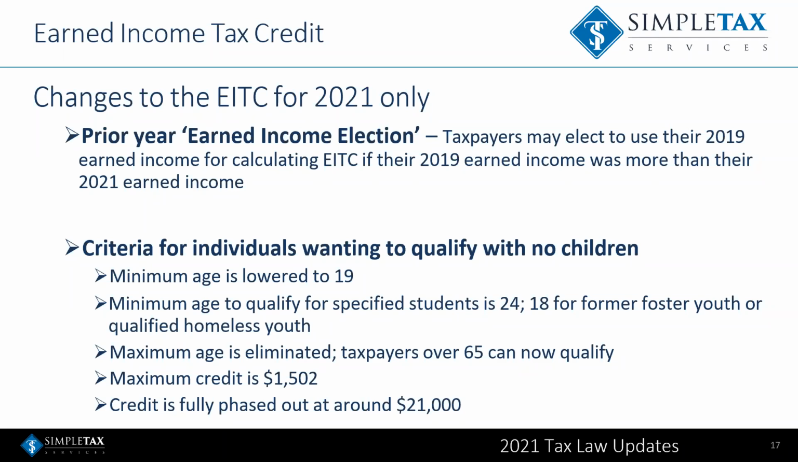Now, keep in mind that this section only applies to those people who do not have dependents or do not have any qualifying children. So going back to the previous slide, we're talking about taxpayers who have a Social Security number and their dependents did not have an ITIN. They qualify for this portion of EIC. They can now qualify for the credit based on individuals who have no qualifying children.